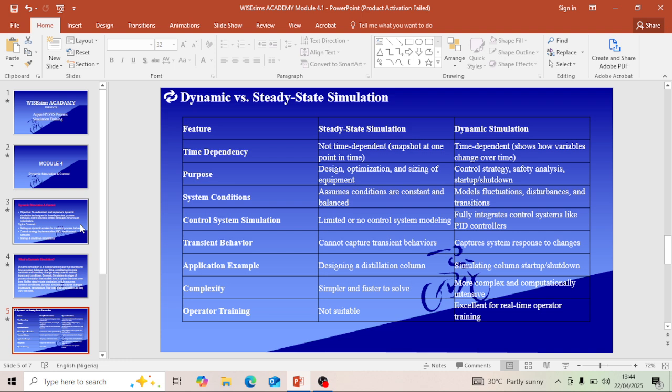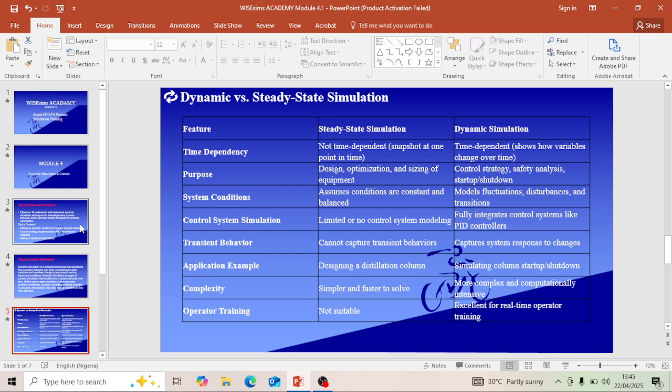All right. The transient behavior, it doesn't capture the transient behavior. Alright, remember I told you that the transient behavior is when it moves from one steady state to another. Now that change is the transient behavior. It doesn't capture that in the steady state, but it is being captured in the dynamic state. Alright, application example. When you are designing your distillation column, you can easily use your steady state to do that. And then when you are trying to do your dynamic simulation, you look more at the startup and the shutdown of that distillation column. All right. Complexity, steady state is simpler and faster to solve. All right. And then the dynamic simulation is more complex and computationally intensive. All right.